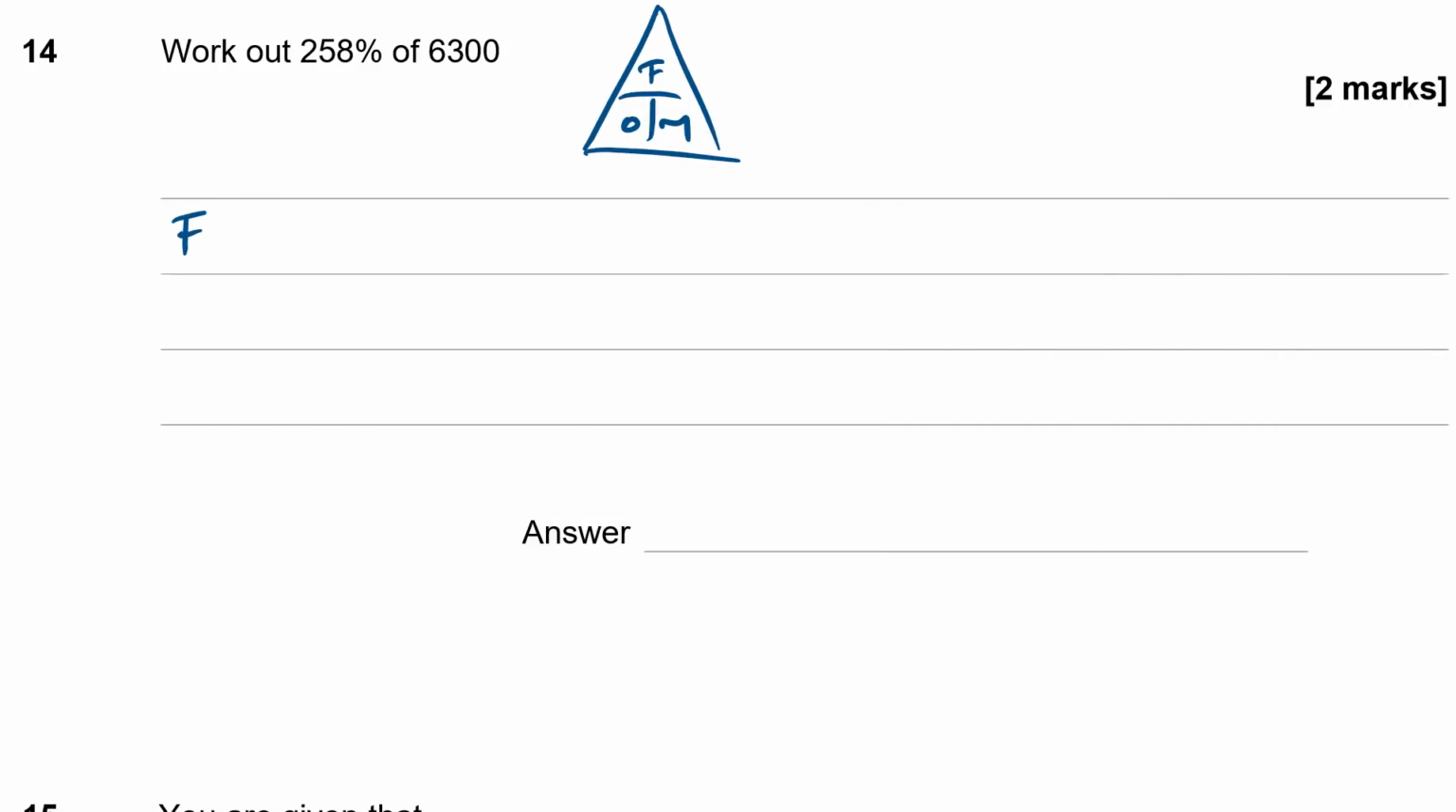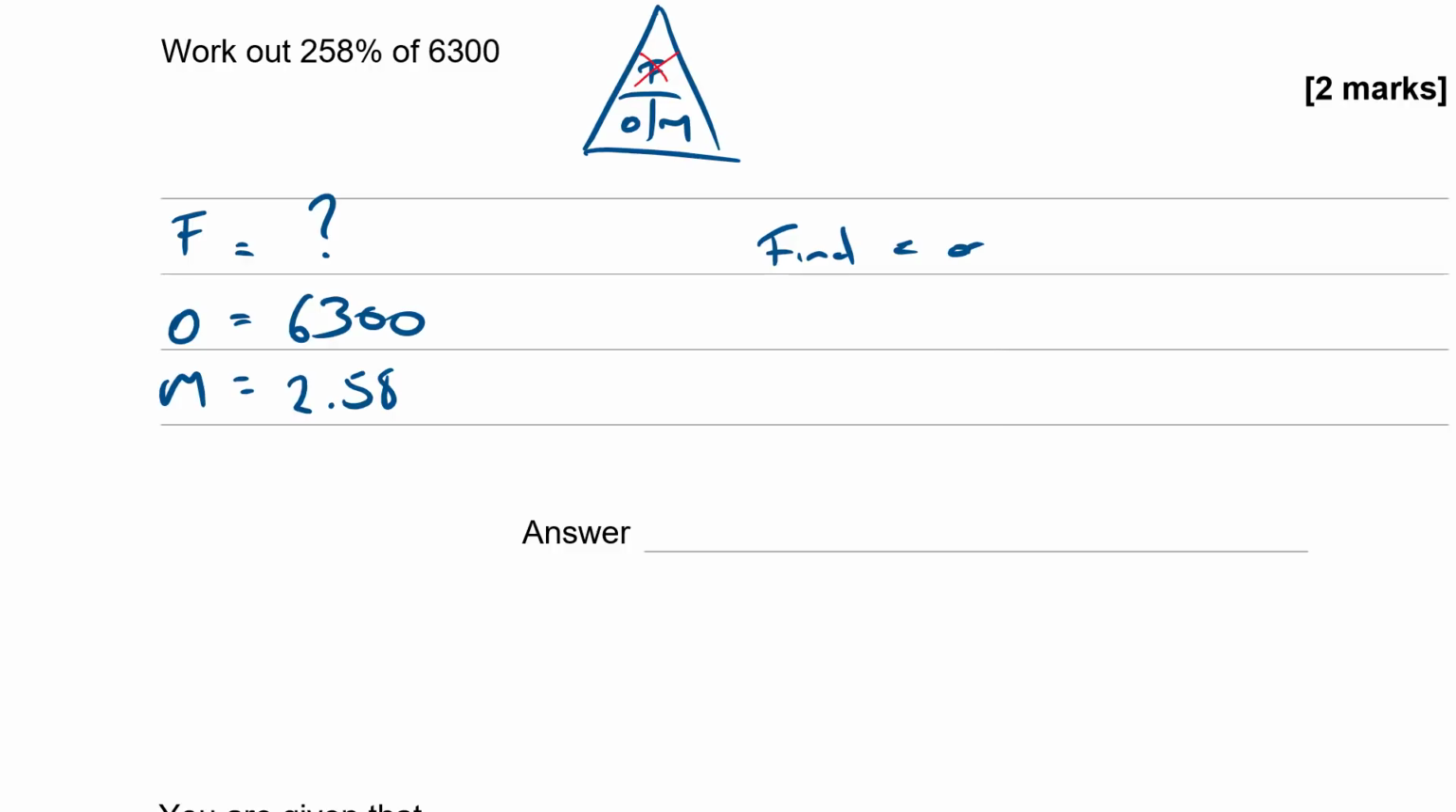So anyway, I'm going to work out what F, O, and M is. So final, original, multiplier. The final is what I'm going to work out after I've done my percentage change. The original is what I've got starting with, which is 6,300. And the multiplier is that percentage written as a decimal. So 258% as a decimal is 2.58. So what I do now is I cover up the thing that I want to find. I put my thumb on top of F, and then it tells me that final is equal to original multiplied by multiplier. So the formula is final equals original times multiplier.